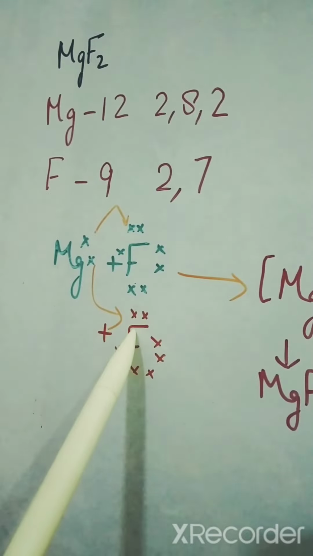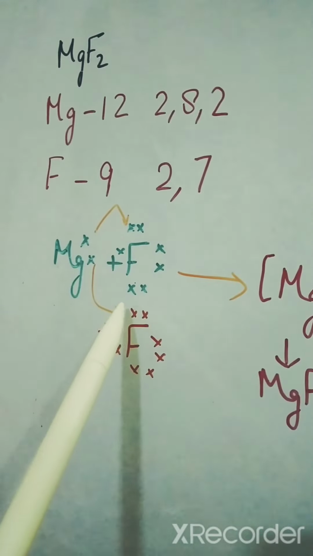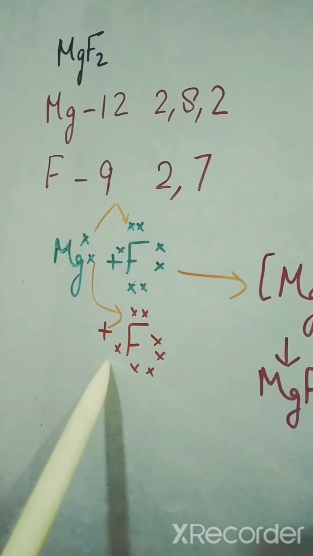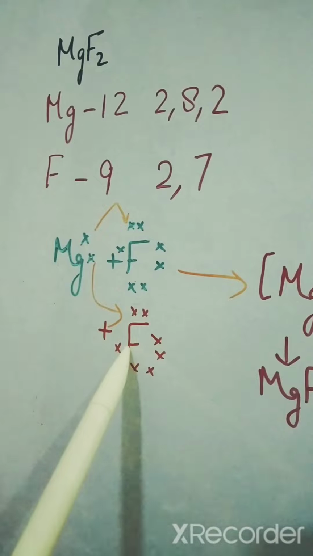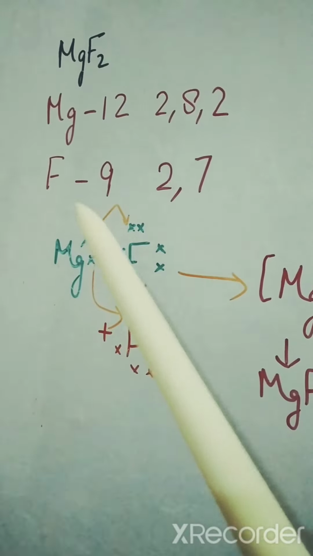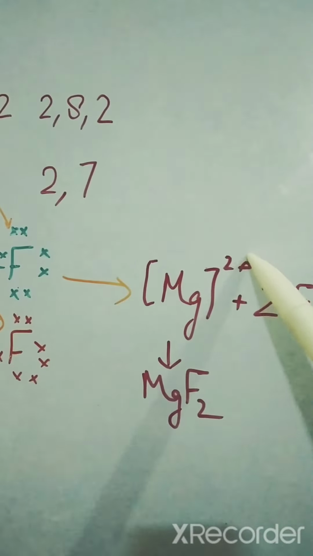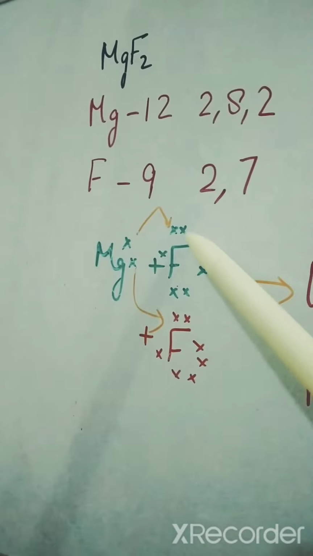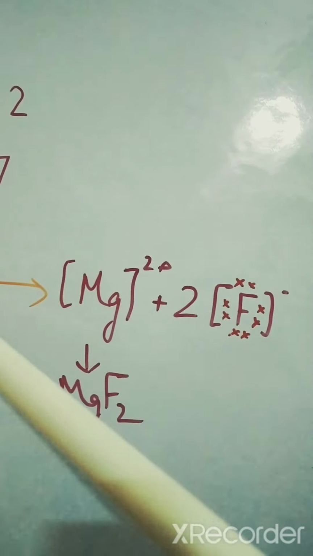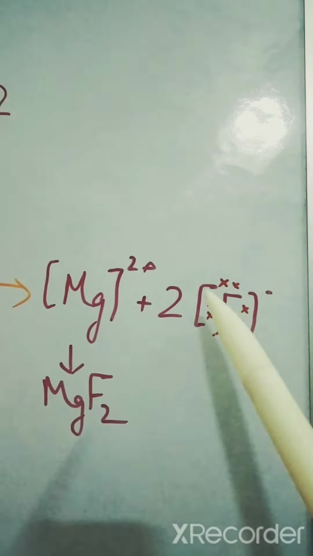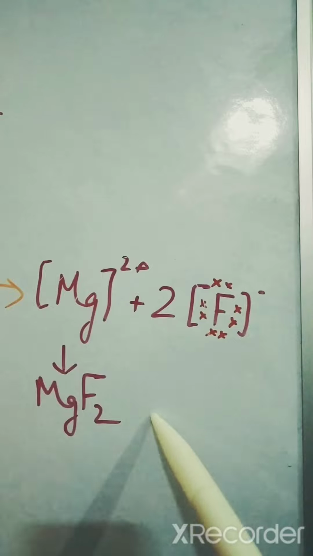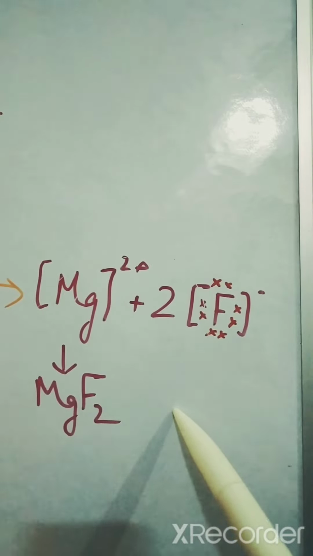So what will we do? We will take another fluorine atom, which will have 7 electrons: 1, 2, 3, 4, 5, 6, 7. So 1 electron will come to this fluorine atom. Now magnesium is losing 2 electrons, so Mg will have a 2 plus charge. But how many fluorine do we have? We have 1, 2 fluorine, so it will be 2F. And each fluorine is accepting 1 electron, so 2F minus. So this is the structure for magnesium fluoride, MgF2.